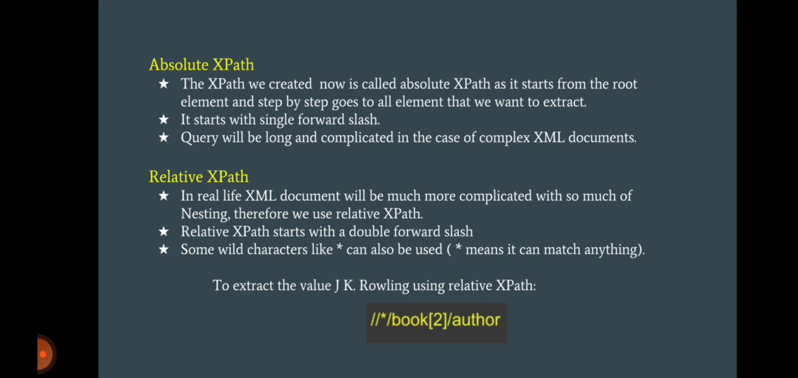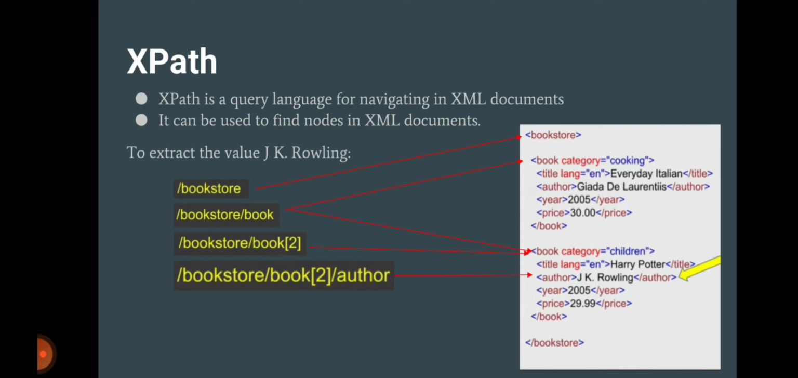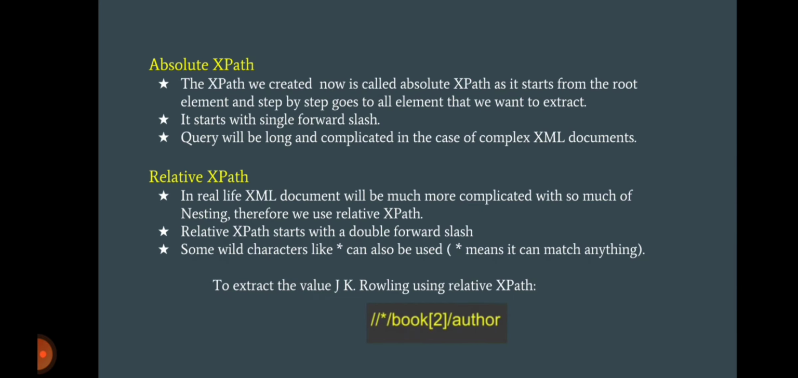Now what we have just created is called absolute XPath, which means it starts from the root element, like we have the bookstore as the root element, and step by step goes to the element that we want to extract. The example we have seen here is simple, but in real life it will be complicated with so much of nestings.